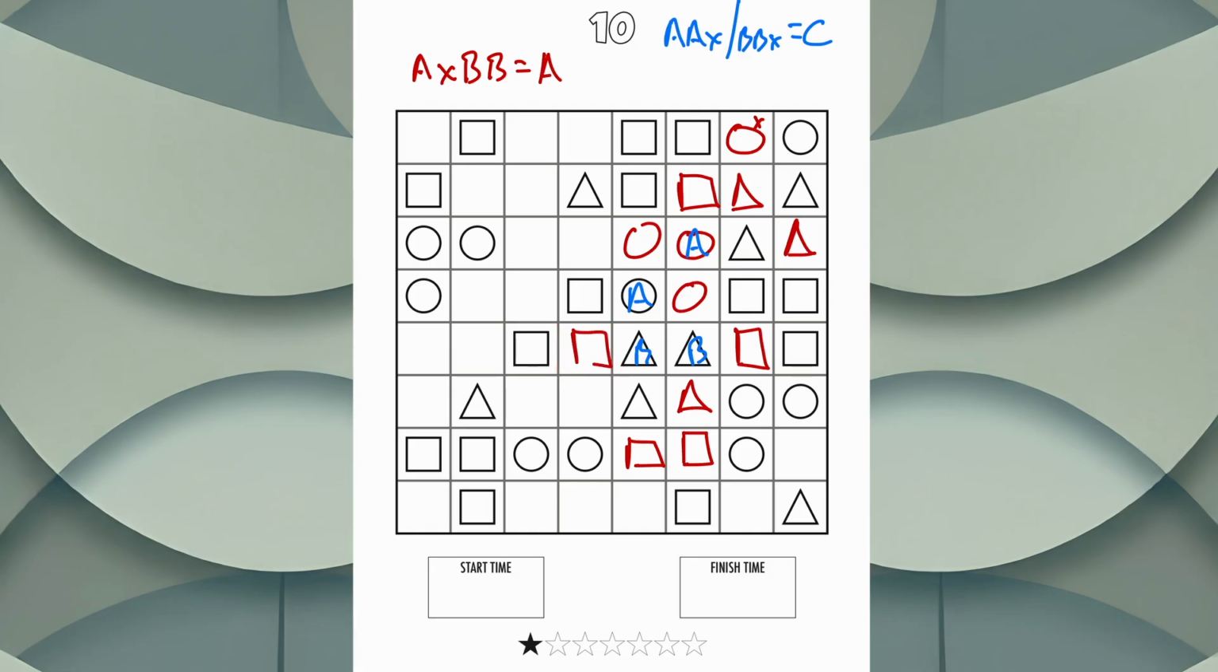So we'll put our square in here and look at that. It's given us another AABB pattern here. We've got the two triangles and the two squares, so we know that the intersecting cell here must be the third symbol, which in this case is a circle. Now in a very simple puzzle like this one, these two equations or these two patterns can get you a long way, possibly even to the end of the puzzle.